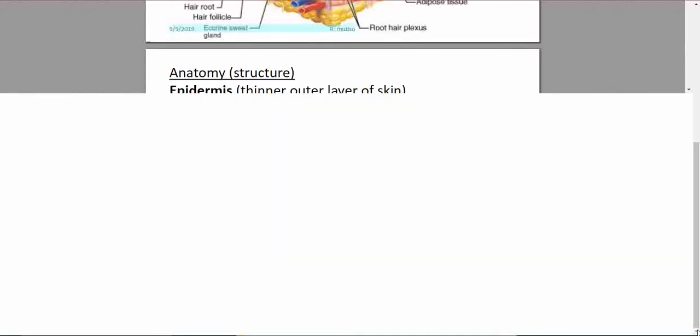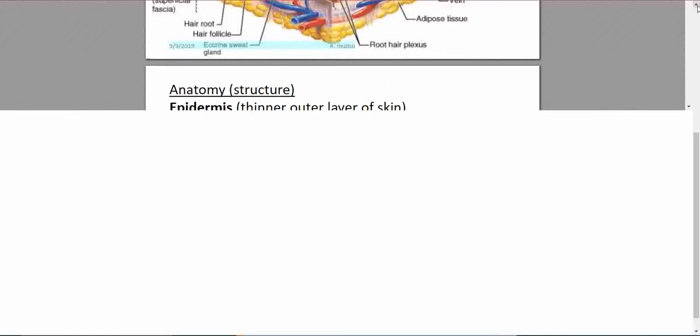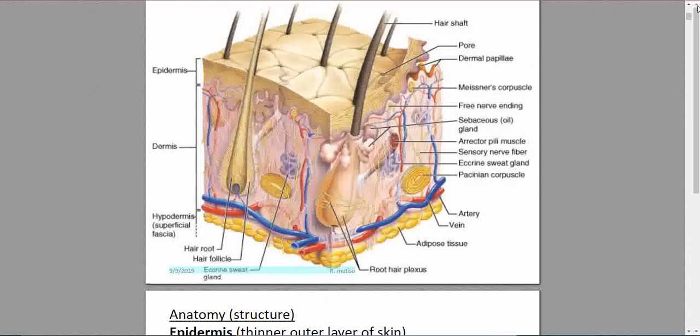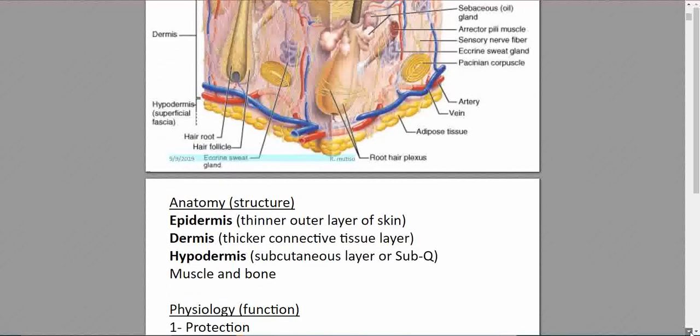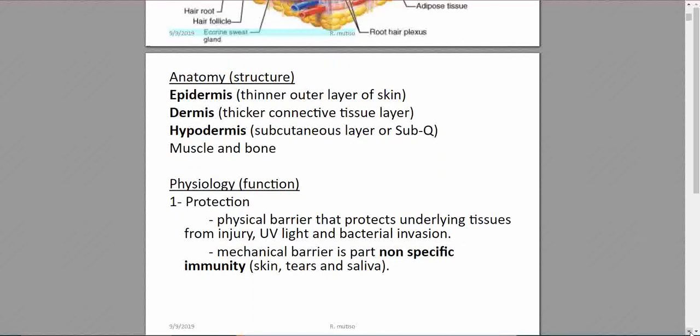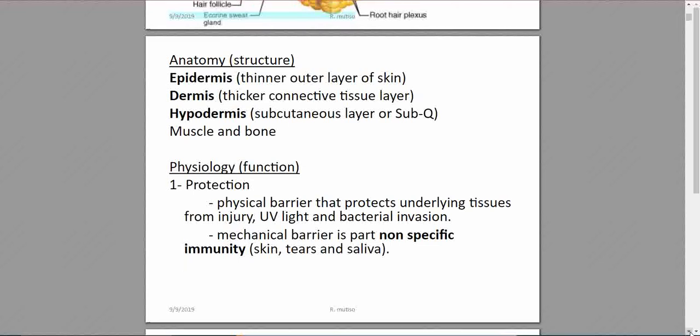So let's see the epidermis, the thinner outer layer. That is what we want to start with. First of all, structure. Look: the epidermis is the thin outer layer, then the dermis is the thicker connective tissue layer, then the hypodermis, the subcutaneous layer, and then the muscle and bones come in.